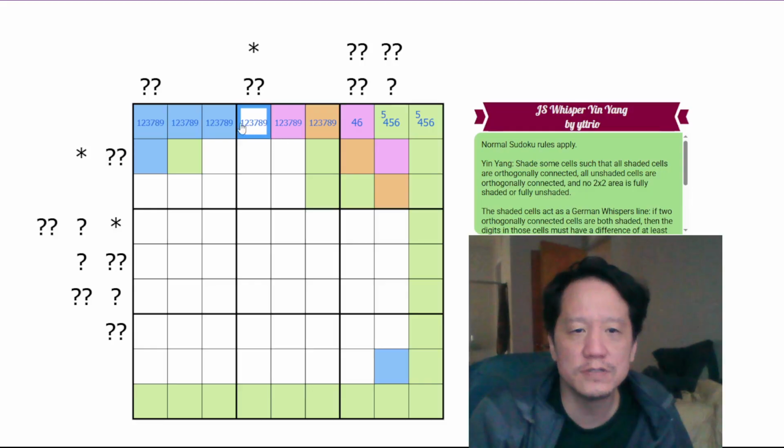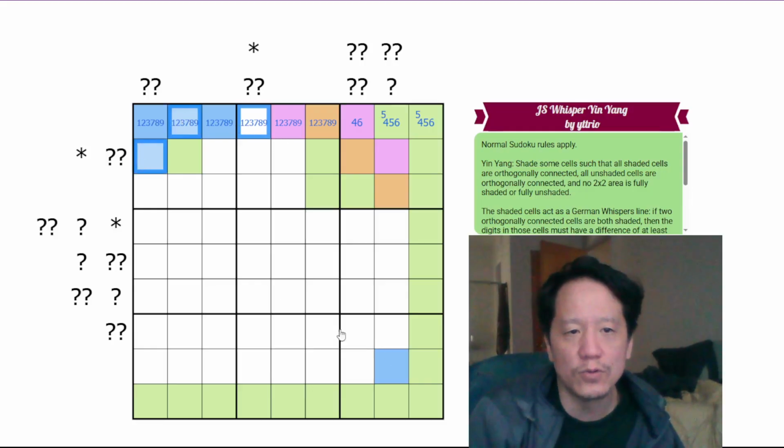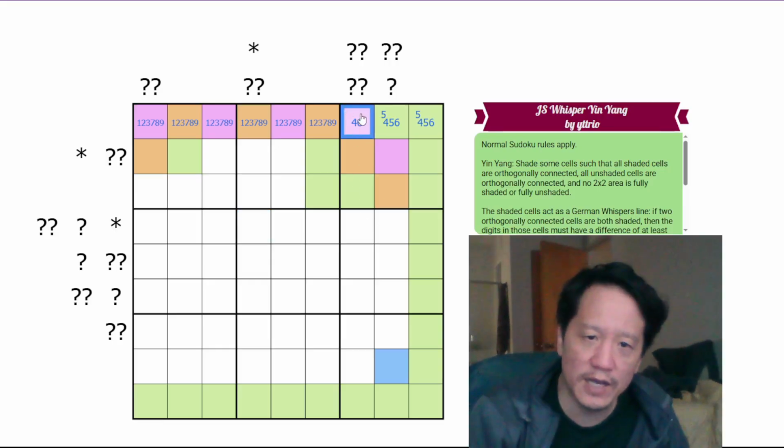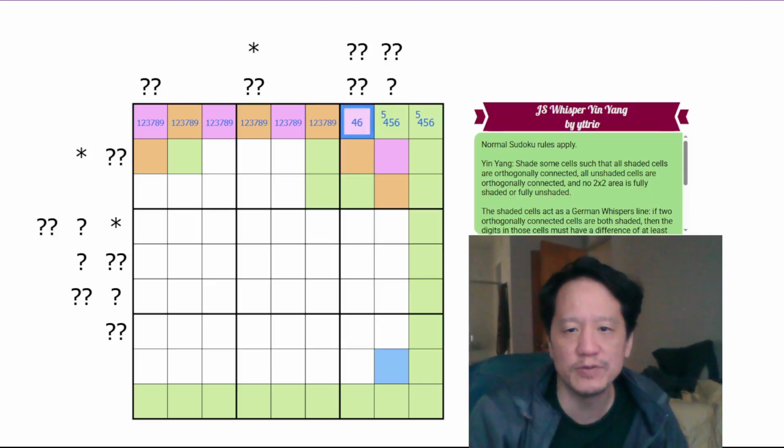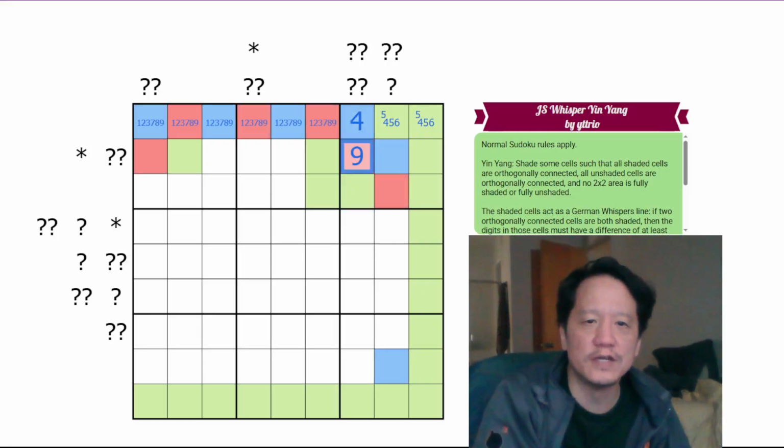So this is pink. These have to be all orange. And these must be pink. Well, if this were 6, that would guarantee this is 6 plus 1, which adds up to 7. But 7 is not a 2-digit number. So therefore, this cannot be 6. It has to be 4 and 9. So the pinks are all low, and the oranges are all high. So then this is 4, this is 9.